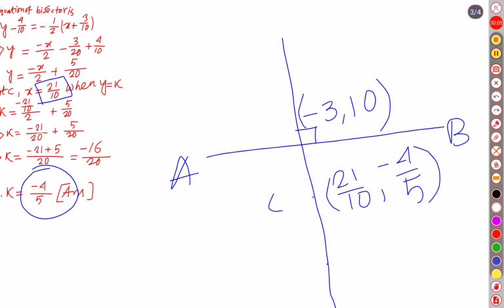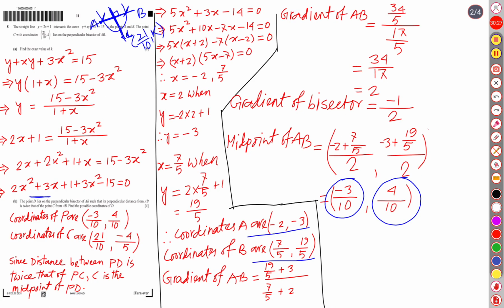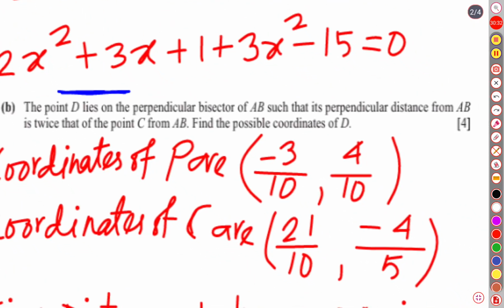Now the question says that there is a new point. Suppose here there is a new point, the new point is over here, it is D. And they told the distance from AB. From AB means this straight line, this straight line is AB. This is the perpendicular distance. Let us see the question once again. D lies on the perpendicular bisector such that its perpendicular distance from AB is twice that of the point C.